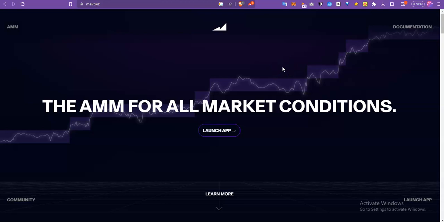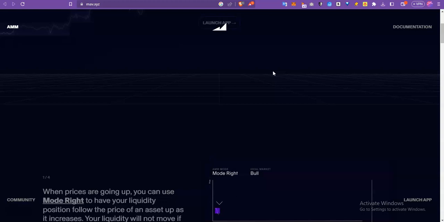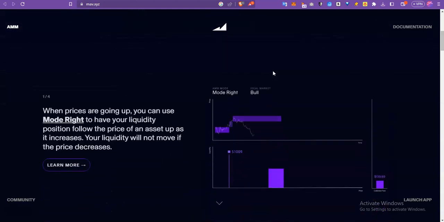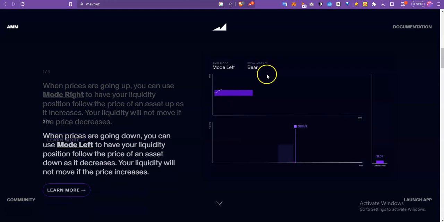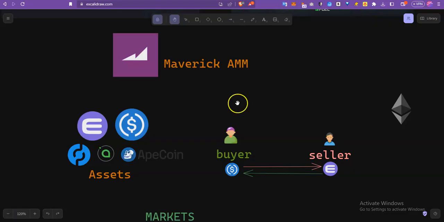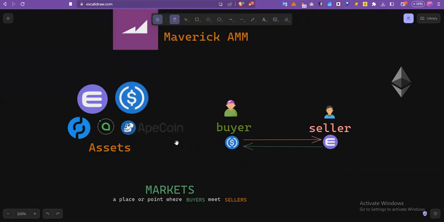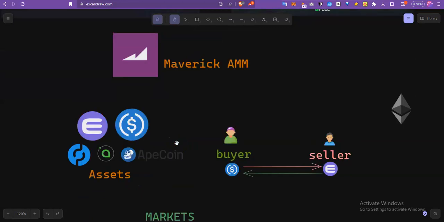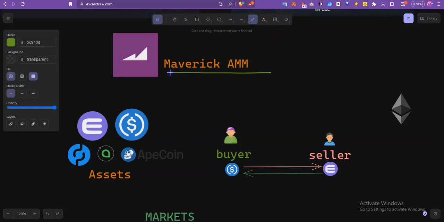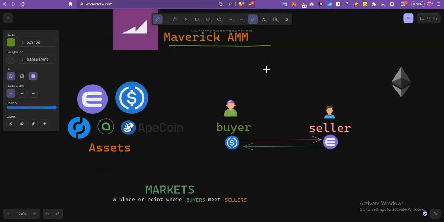In today's video we'll talk about the Maverick exchange, what constitutes the Maverick exchange, and why this exchange is one of the best out there. So let's get to our notes. The first thing you have to understand is that Maverick is an AMM. So we'll get to what AMMs are.